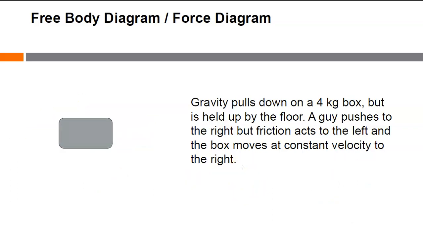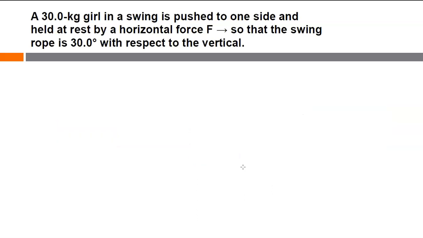I don't know what that is. Looks like I copy-pasted the thing and it got stuck in there twice. Okay. A 30-kilogram girl in a swing is pushed to one side. You see, it's already talking about forces. Somebody's pushing on this thing. It's held to rest by a horizontal force F, so that the swing, that's supposed to be on top of the thing. I guess I copy-pasted and then it moved it down. Didn't know what to do with it. Let's put that up there and get rid of this one.